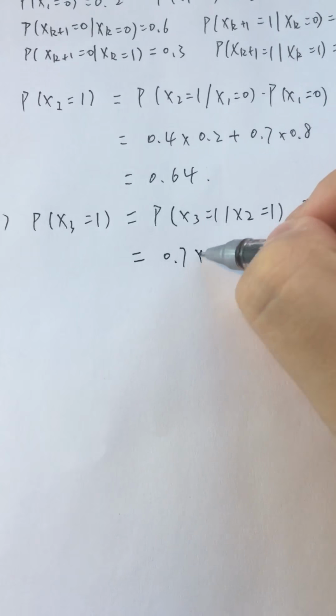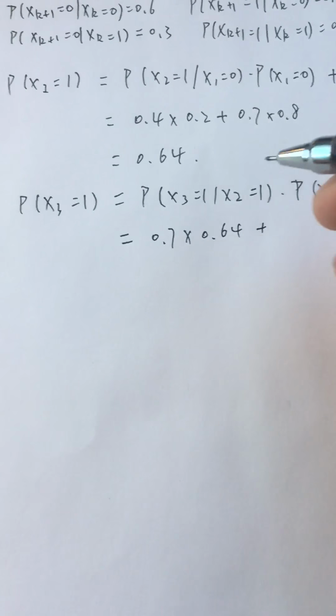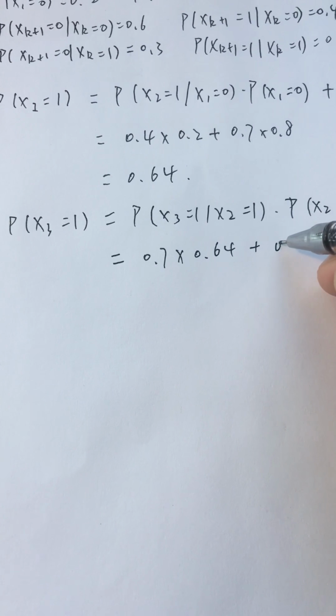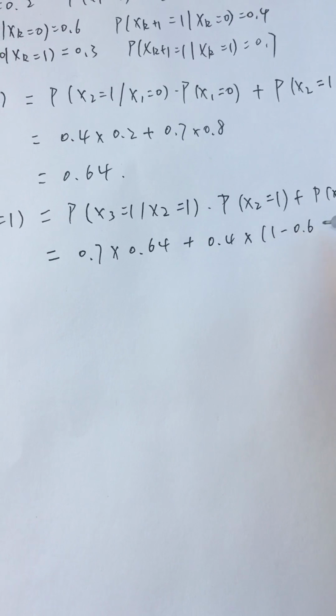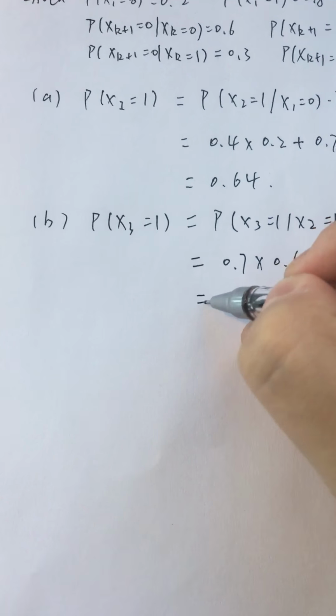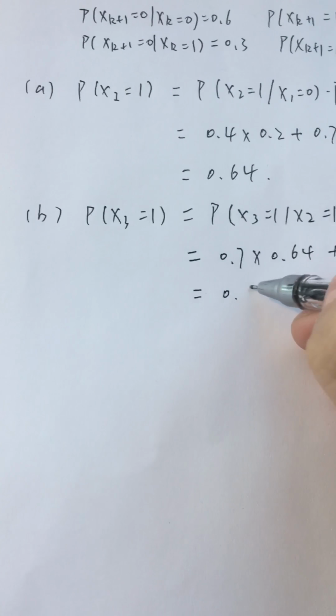0.7 times 0.64 plus 0.4 times (1 minus 0.64), which is the result. The result is 0.592.